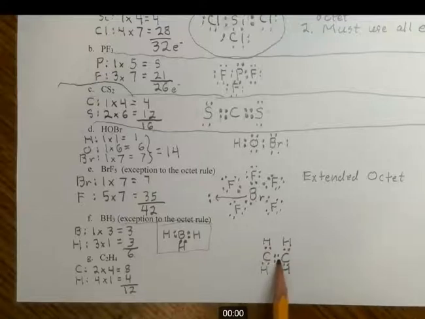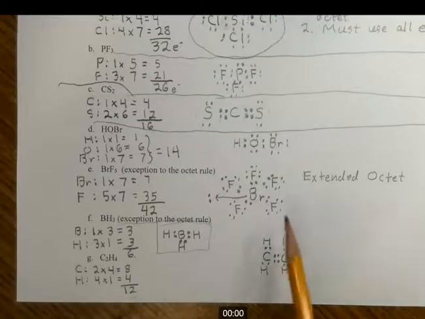Remember, they share these 2. Each of the carbons thinks that these 4 electrons belong to it. This one thinks these 4 electrons belong to it. So everybody's got an octet, and we've used all 12 electrons, so that's our final answer there.